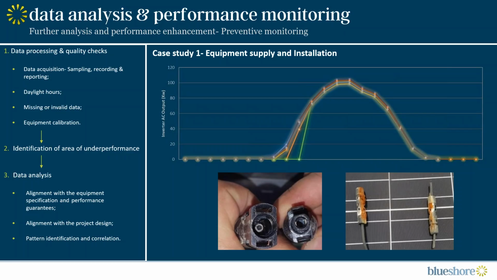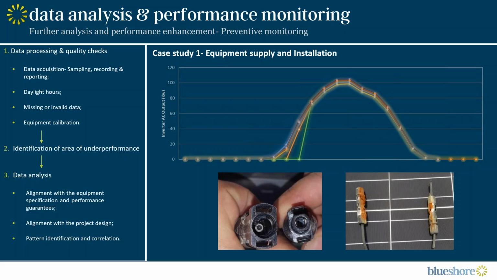Then we have missing or invalid data. Having missing data on irradiance measurements when we're calculating the performance ratio could cause this value of the PR to be falsely increased. So that's something that we need to keep an eye on. And then, of course, we have equipment calibration. We need to make sure that the equipment on site is calibrated and recalibrated as per the manufacturer specifications.